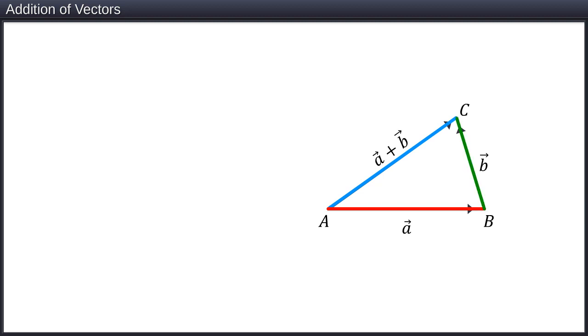Observe that the terminal point of vector AB and initial point of vector BC are the same. Upon adding vectors AB and BC, the resultant vector is AC, whose initial point is A and terminal point is C.